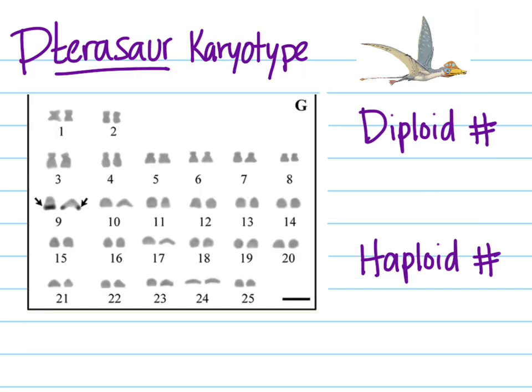For this pterosaur, I can't believe I found a karyotype for a pterosaur. A pterosaur, it's like a flying dinosaur. It may be a flying dinosaur, but what's its diploid number? 50! What's its haploid number? 25, because they have 25 pairs.